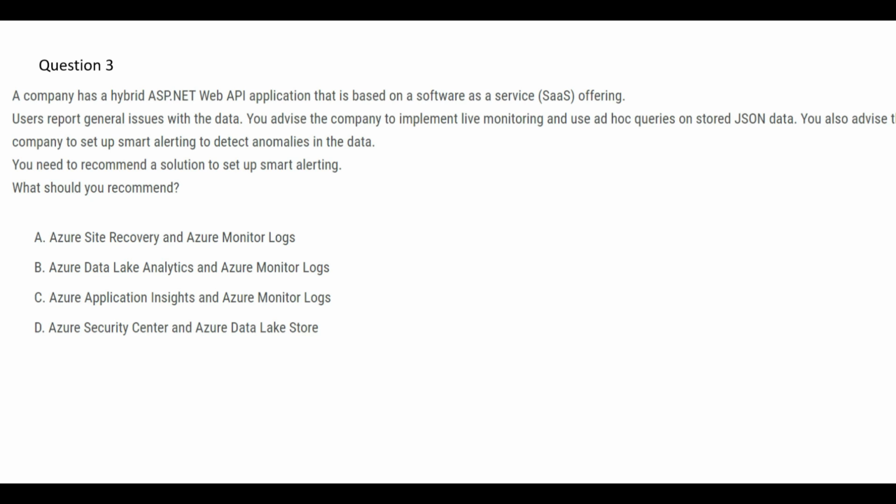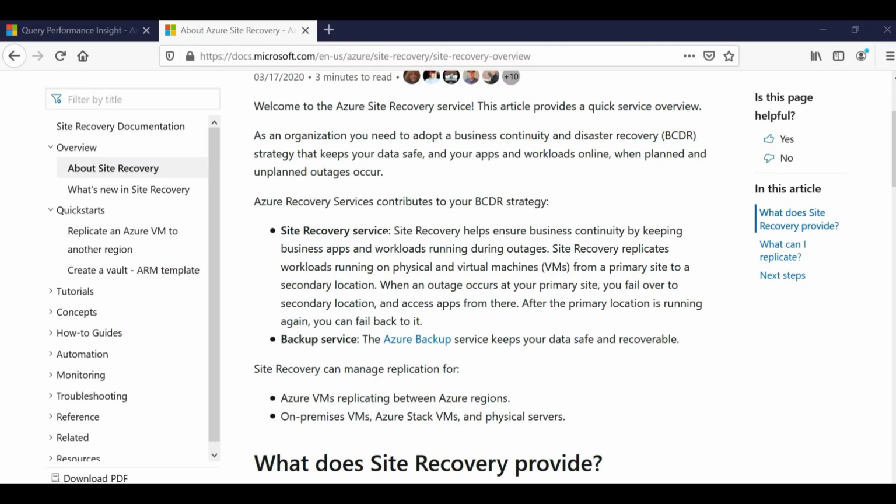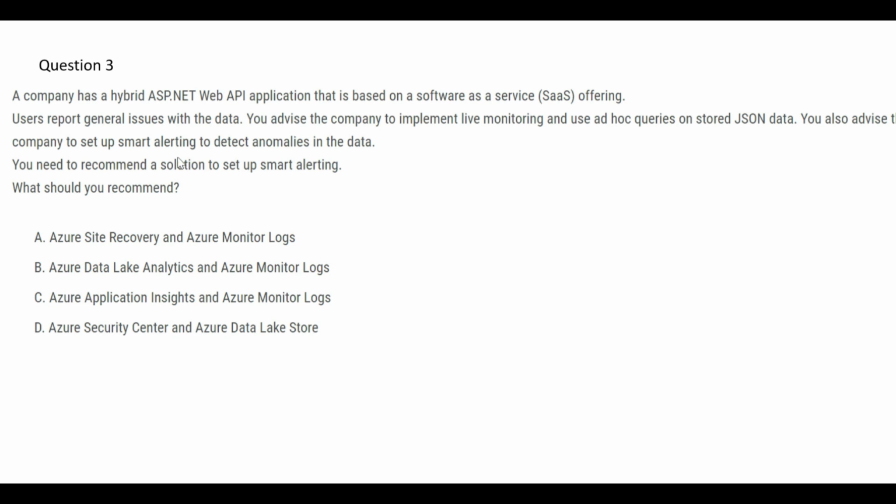This is the next question. Basically, this question is saying that you have to set up smart alerting to detect anomalies in the data. Now let's look at the options. The first option says use Site Recovery along with Monitor logs. Now what is Site Recovery used for? If there are outages, then Site Recovery helps you ensure business continuity. That is the basic purpose of Site Recovery. It is not used for this use case where you have to set up smart alerting.